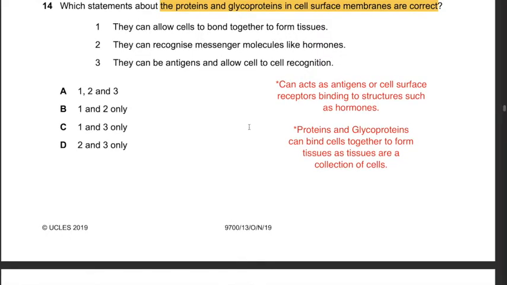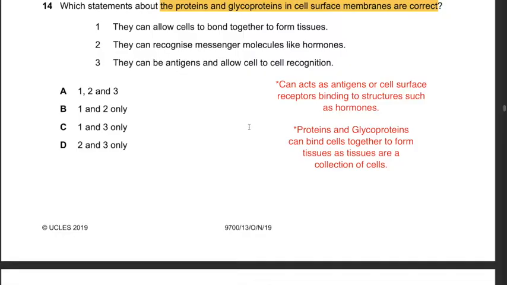Question 14. Which statements about the proteins and glycoproteins in cell surface membranes are correct? 1. They can allow cells to bond together to form tissues. 2. They can recognize messenger molecules like hormones. 3. They can be antigens and allow cell-to-cell recognition. Proteins and glycoproteins can bind cells together to form tissues, as tissues are a collection of cells. Therefore, statement 1 is correct.